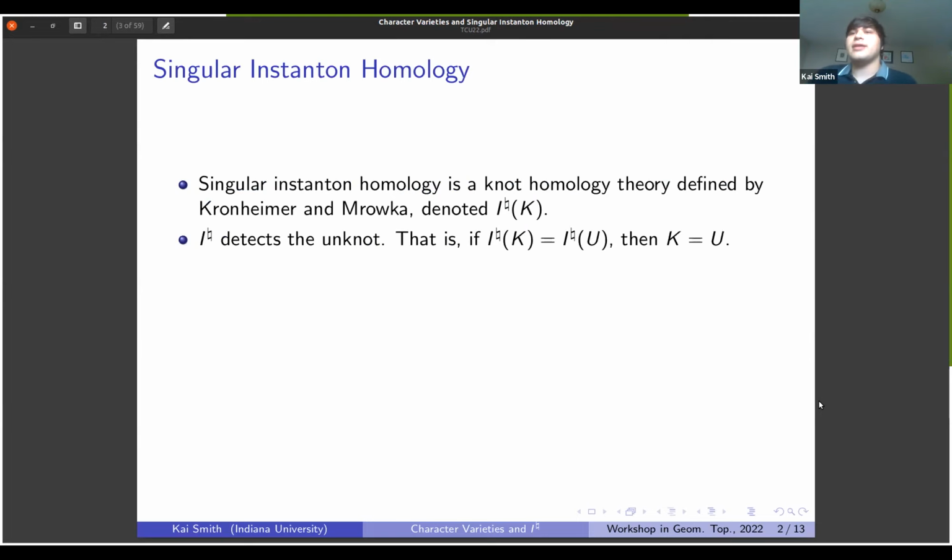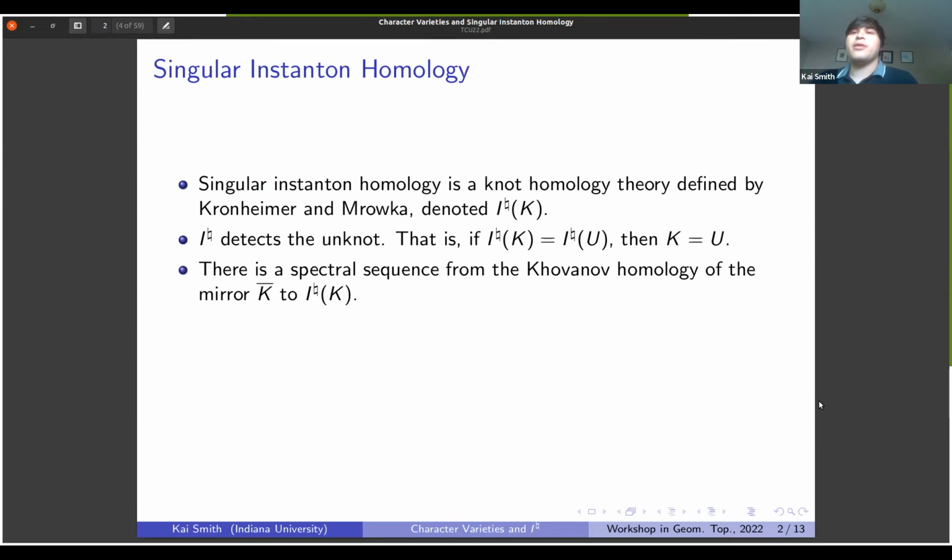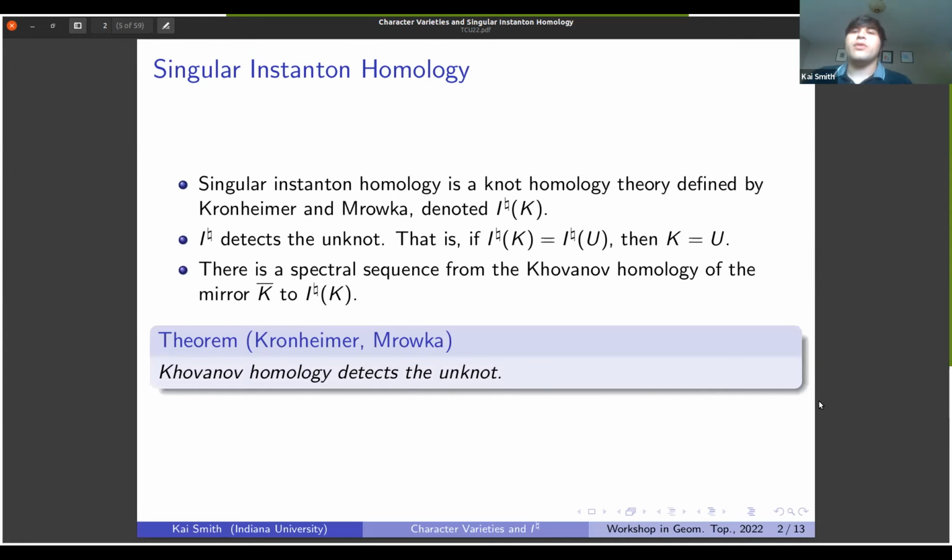The first is that it detects the unknot. So if the instanton homology of a knot is the same as that of the unknot, then you know that knot is actually the unknot. And the second important property is a spectral sequence that comes from Khovanov homology of the mirror to the instanton homology of K. And putting those two together, Kronheimer and Mrowka proved that actually Khovanov homology detects the unknot. And this is a fundamental fact about an important knot invariant. And so it's worth trying to understand singular instanton homology more.